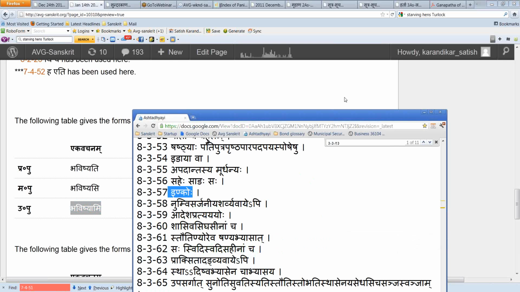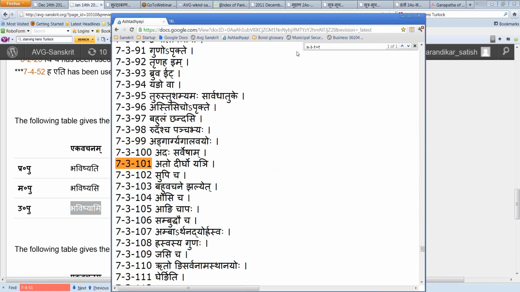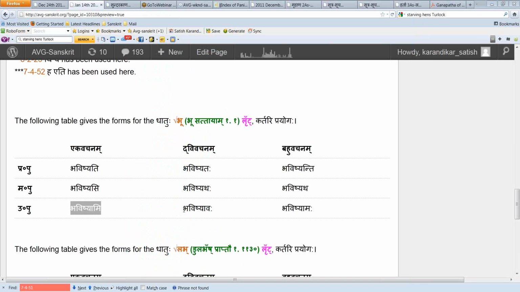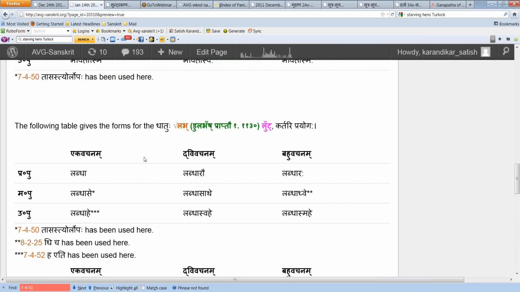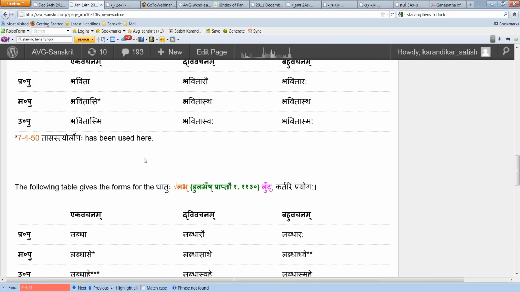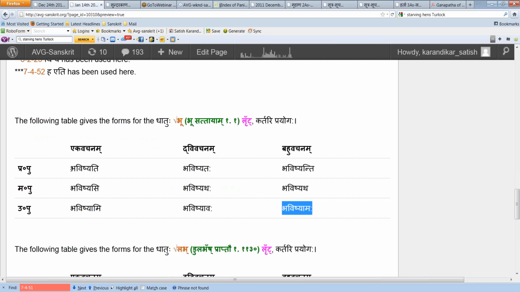Don't forget, friends, you get a chance to practice all those old rules which we learned in the lat lakara time, ato dirgho yanji. So we get the dirgha adesha in bhavishyami, bhavishyavaha, same thing here, bhavishyamaha. So just like we saw in the lat lakara, once we get the angam, bhavishya, the remaining, regardless of what dhatu you have, which gana you have, is going to be the same template. Once we get bhavishya, we just apply the same endings as in the lat lakara.